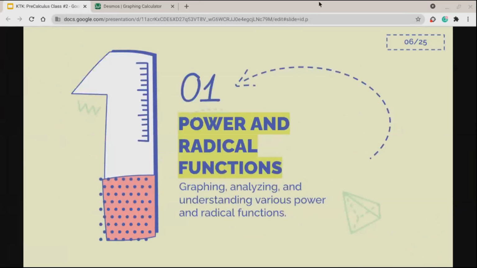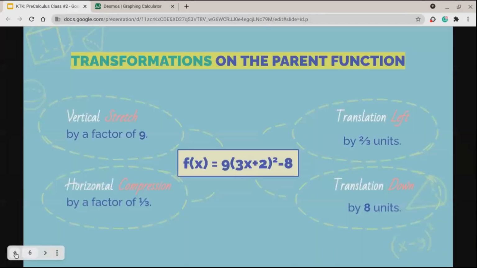All right, so first off, we have our power and radical functions. If you have any questions at all, please make sure you're asking them. I want to make sure that everybody gets a full understanding. Someone asked a question about the homework: why is it left by 2 over 3 units? All right, let's go back and take a quick look at that.